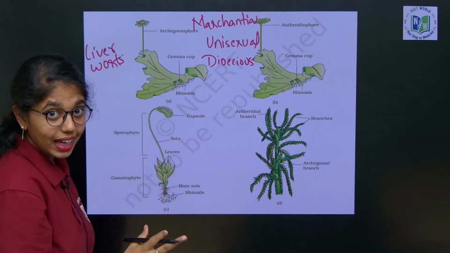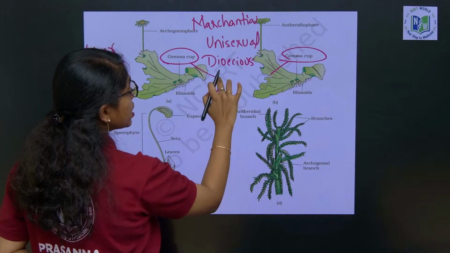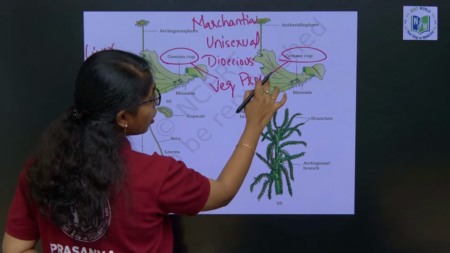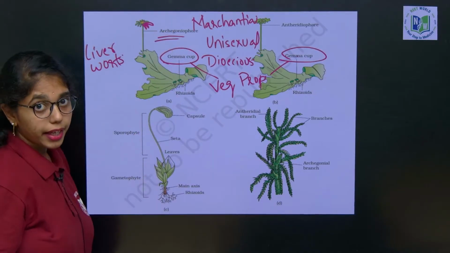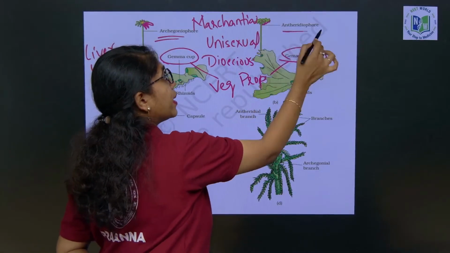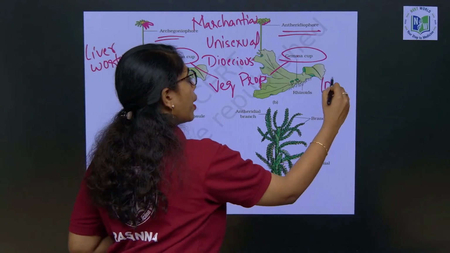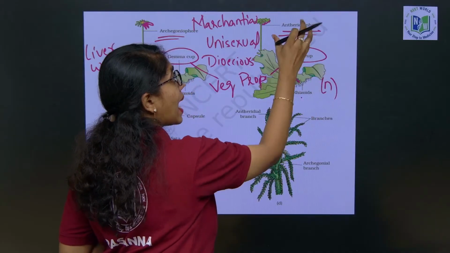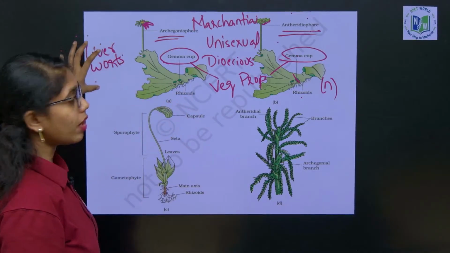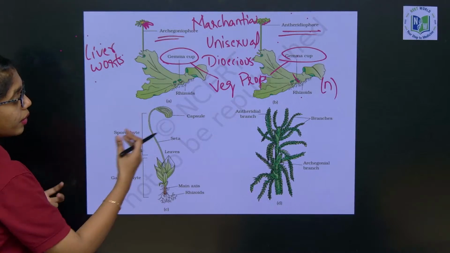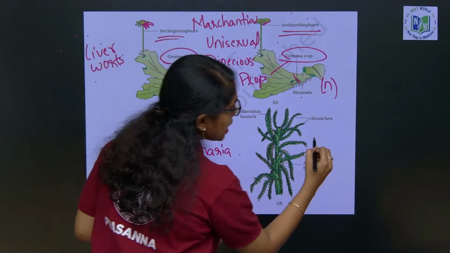You can clearly observe the gemma cups, which help in vegetative propagation, and you can see these finger-like projections outward, which you can identify as archegoniophore. If they are a little inward, you can identify it as antheridiophore. As the dominant plant body is haploid, the rhizoids, gemma cup, thallus, antheridiophore and archegoniophore are everything haploid in liverworts, that is Marchantia. Coming to here, you can clearly see this is the diagram of Funaria. And what is this? Sphagnum, right?